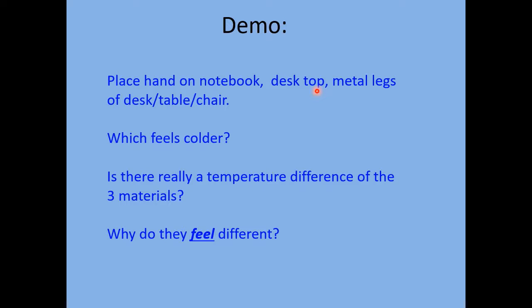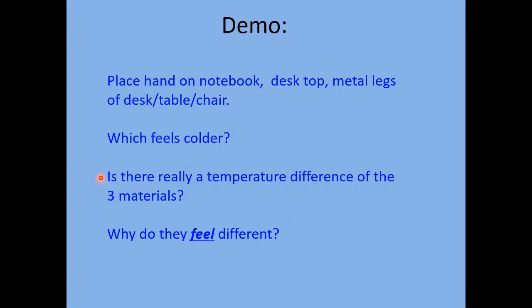And then find a large metal object. For example, the metal leg of a desk or table or chair. You might have to look around the house a little bit for that. Maybe there's some shelves or cabinets or something that has a large amount of metal. Now, if you feel those three objects, which one feels colder? So I'm guessing that you're going to say that the metal object felt cold and the desktop was kind of in the middle, and then the notebook felt warm.